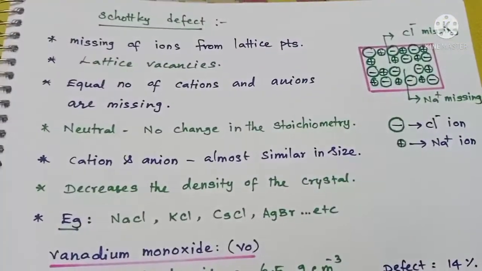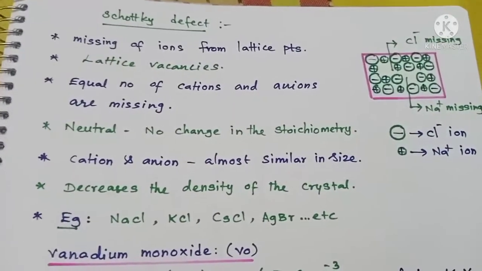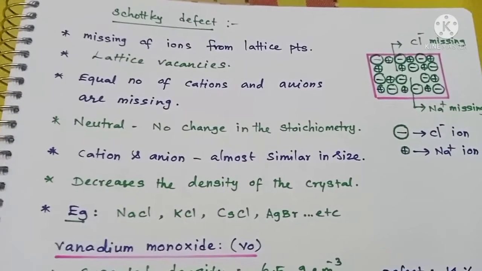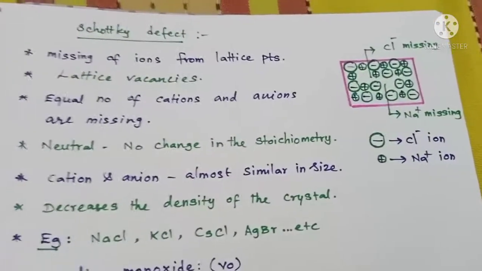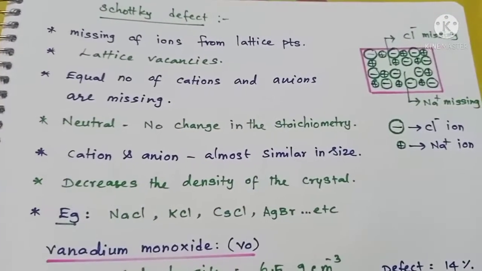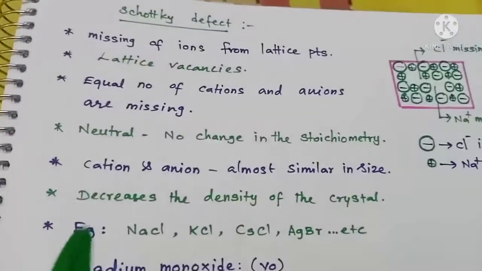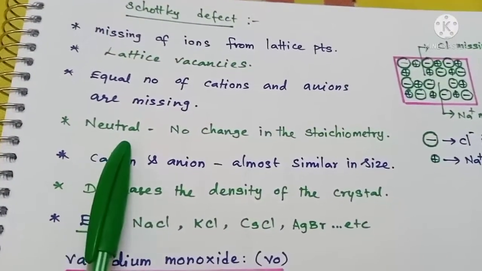In the Schottky defect, equal numbers of cations and anions are always missing. If 2 cations are missing from the lattice points, 2 anions will be missing at the same time. Okay, right. Then generally the compound is neutral.